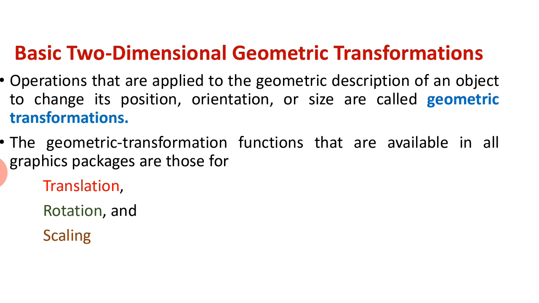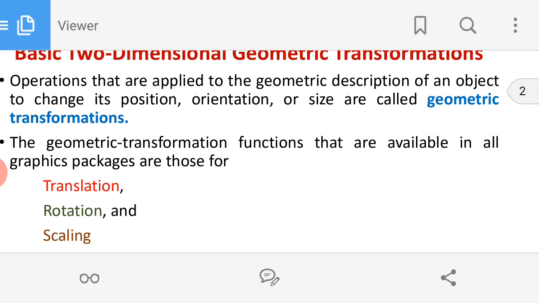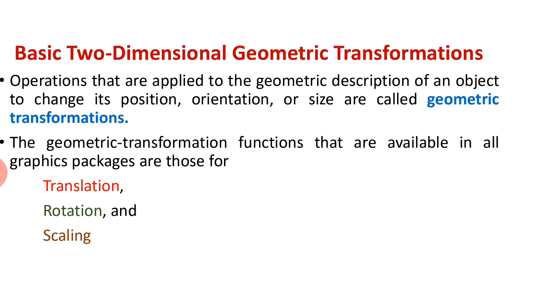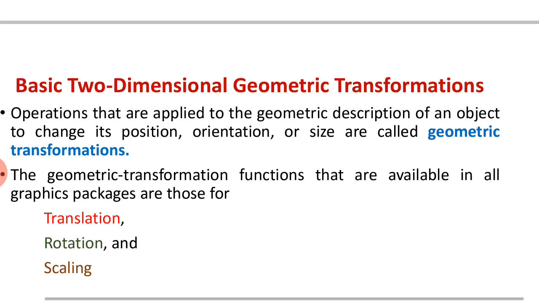With respect to this title, this is the most important topic in computer graphics, because with respect to image creation, especially to create animated images, the transformation concept is very much essential. Without this transformation, it is not possible for us to create animated objects in our image. So, that is why this particular topic is the most important topic.